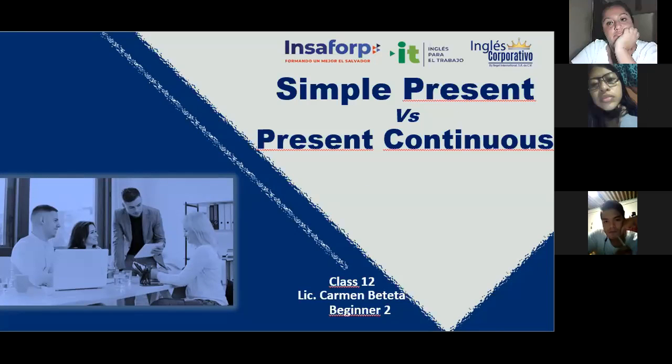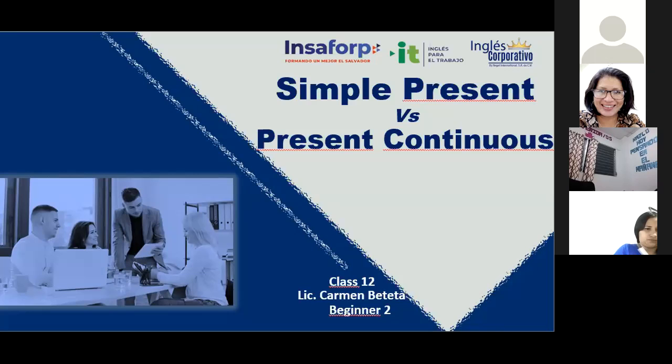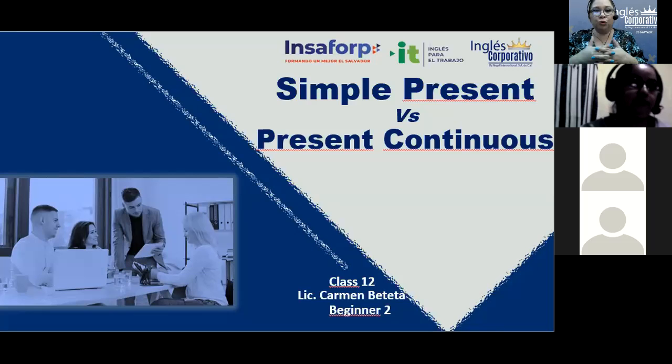And to talk with people, we need to contrast, we need to mix all the tenses to tell stories, to explain what we do, to explain or give instructions. So we use simple present and we use present continuous in our work.